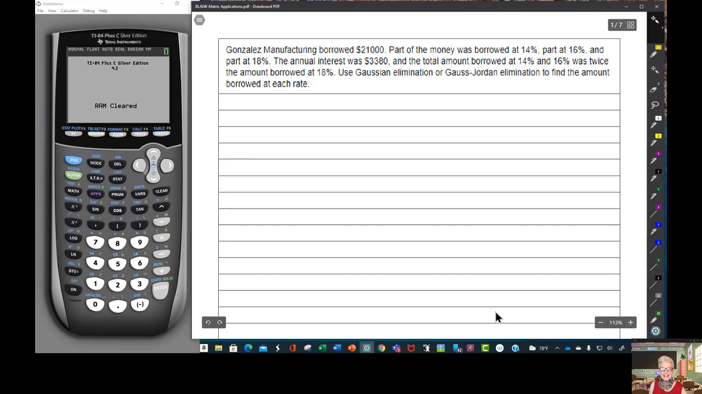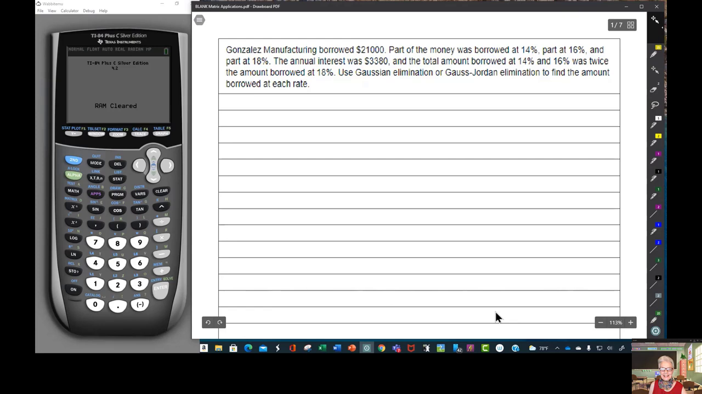The annual interest was $3,380. And the total amount borrowed at 14% and 16% was twice the amount borrowed at 18%. Use Gaussian elimination or Gauss-Jordan elimination, which we're not using in this class, to find the amount borrowed at each rate.